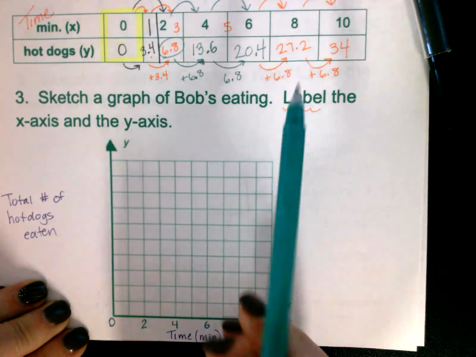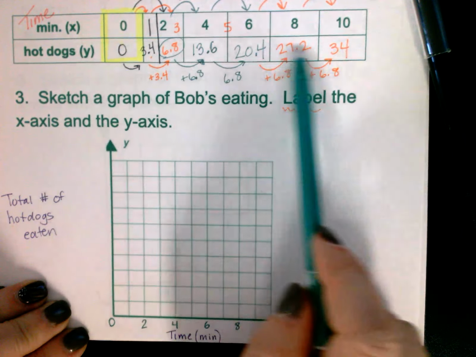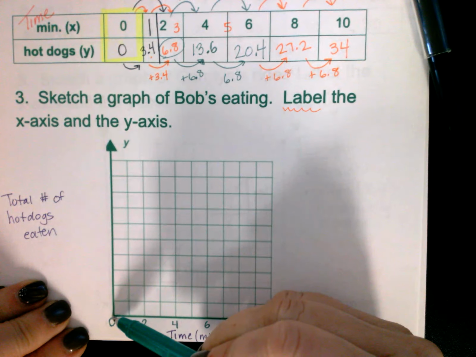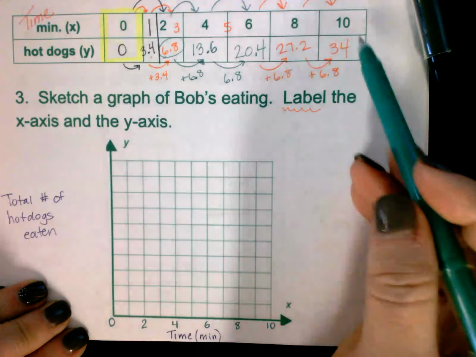For the Y, I have to be able to cover all the numbers from 0 to 34. So I'm going to have to do some thinking. I know I can't count by ones. 1, 2, 3, 4, 5, 6. I would never make it to 34.